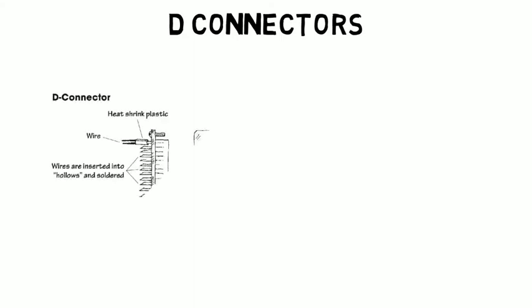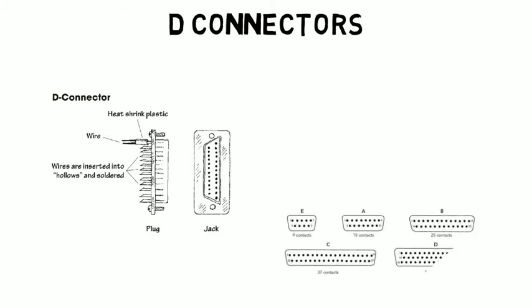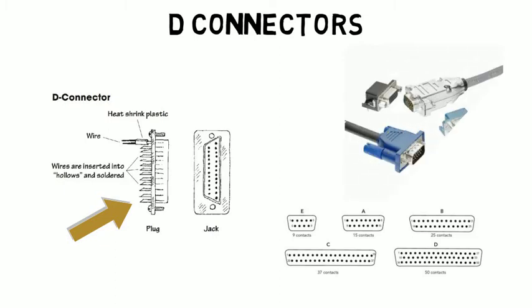16th on our list are D connectors. D connectors are used with ribbon cables. Each may have as many as 50 contacts. The connection of each individual wire to each individual plug pin or jack socket is made by sliding the wire into the hollow metal collar at the back side of the connector. The wire is then soldered into place.